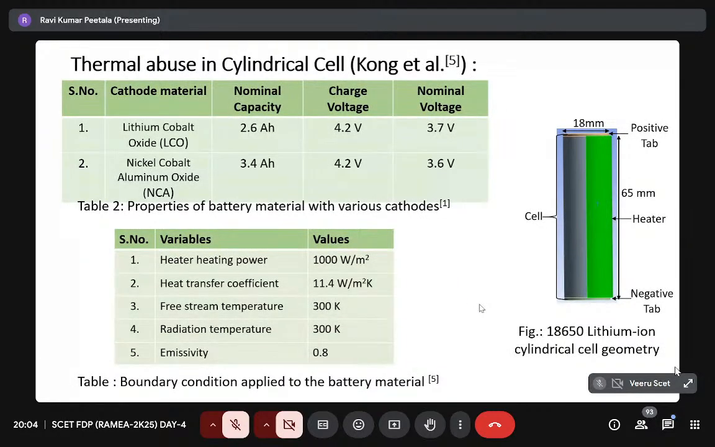So I started with something simple. I want to understand how thermal runaway can be mitigated. So intentionally I heated this surface. I used lithium cobalt as a cathode material and nickel cobalt as a cathode material, and I chose the Hong et al. paper. These are the properties I use for my simulations, and I heated this surface with various heating rates, like 1000 to 5000 watt per meter square. Then I observed how the temperature inside the battery behaves.